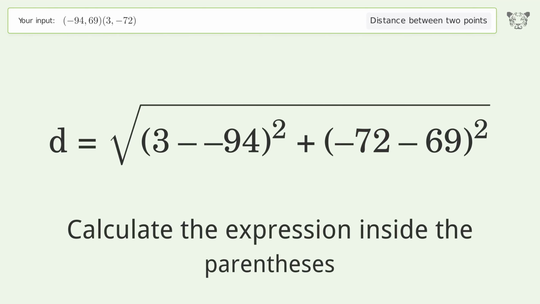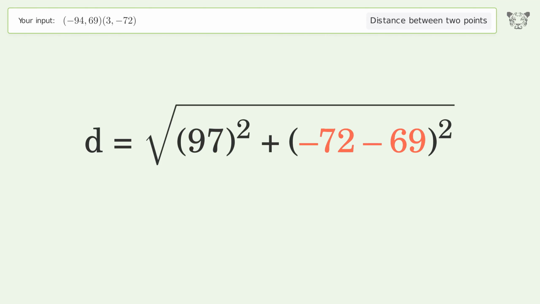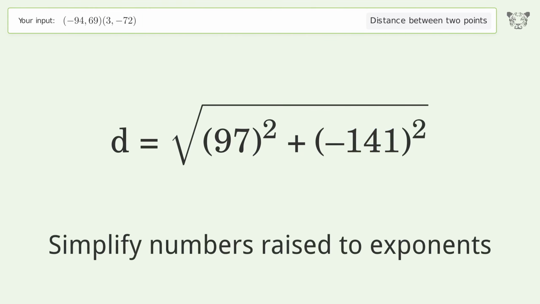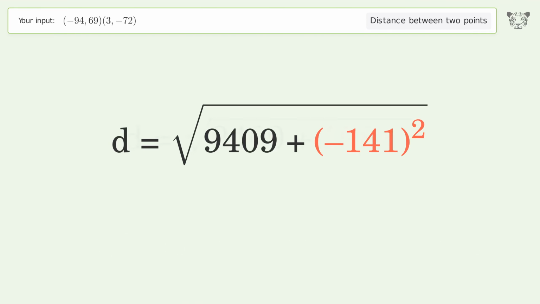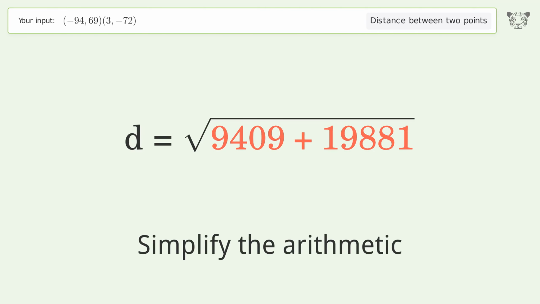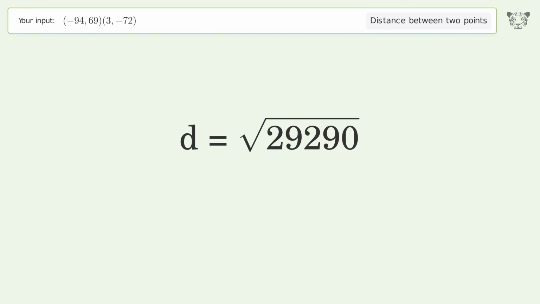Calculate the expression inside the parentheses. Simplify numbers raised to exponents. Simplify the arithmetic. And so the distance between the 2 points is the square root of 29,290 or 171.143.